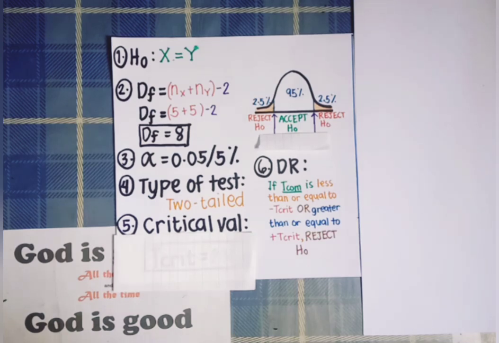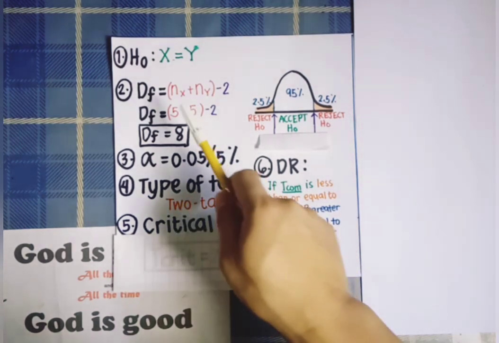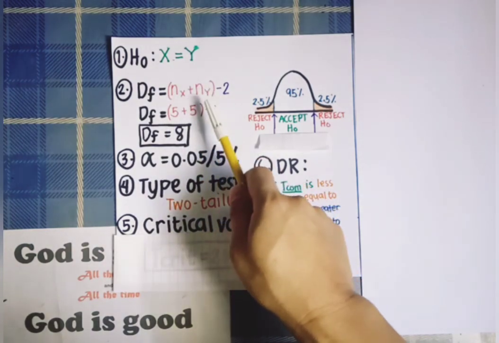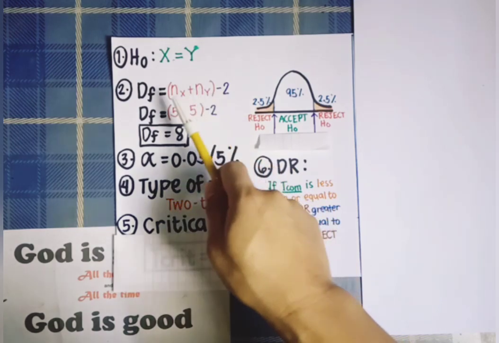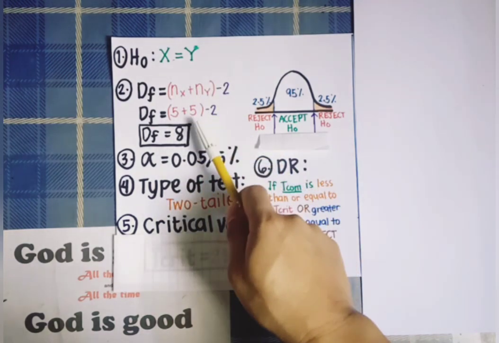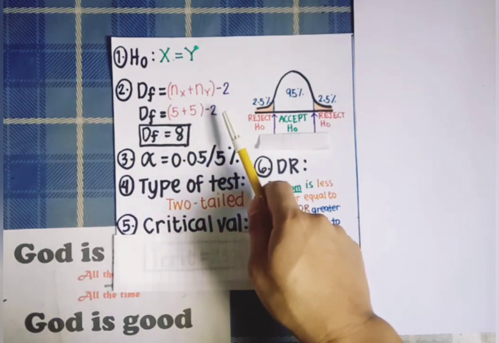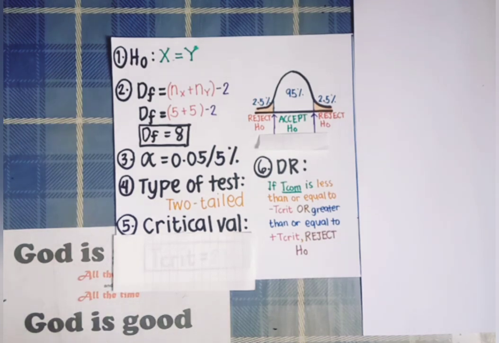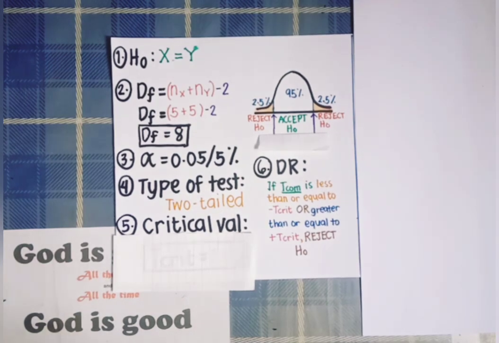For the degrees of freedom for an independent samples t-test, it is equal to the sample size for x plus the sample size for y minus 2. Here, our sample size for x is 5. Our sample size for y is also 5. So 5 plus 5 is equal to 10, minus 2 is equal to 8. Therefore, our degrees of freedom is 8. For the alpha level, our alpha level again is always 0.05 or 5%.